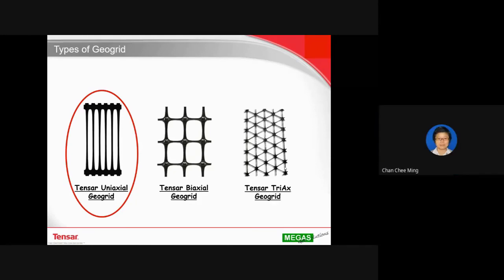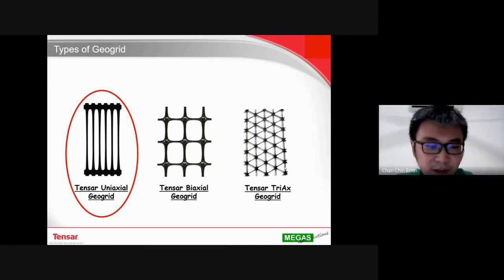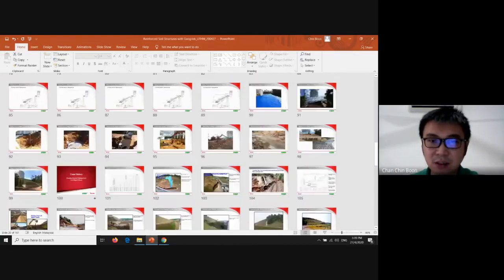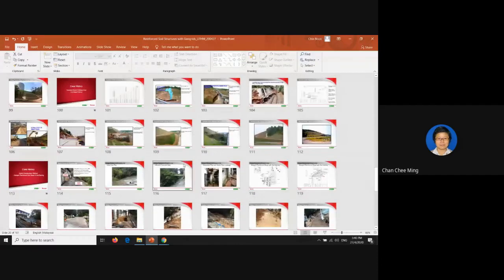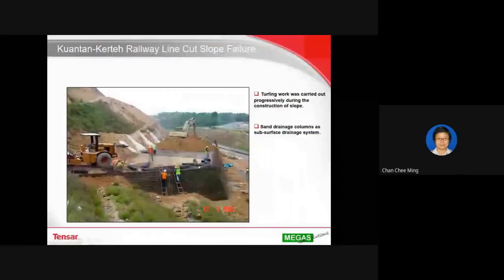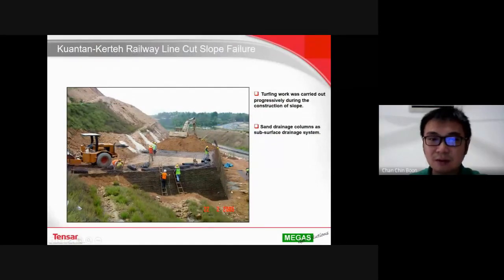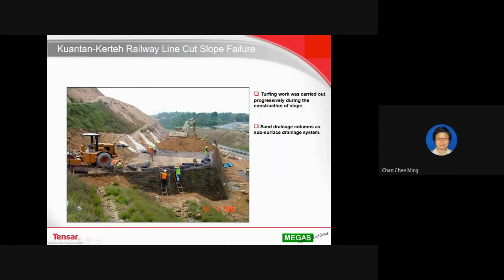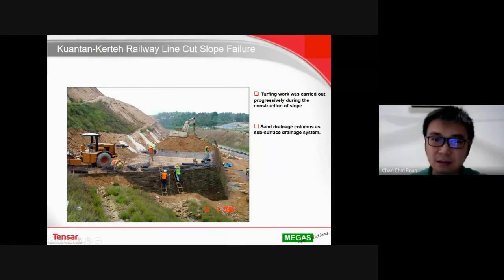Is there any more questions? Actually, I was hoping that someone will ask me a question on the case history. For example, this one. Okay, no one asked me why in this case we are building the slope at a steeper angle rather than, like, 45 degrees. Why do we have to use this one? Is there anyone who can answer me that?